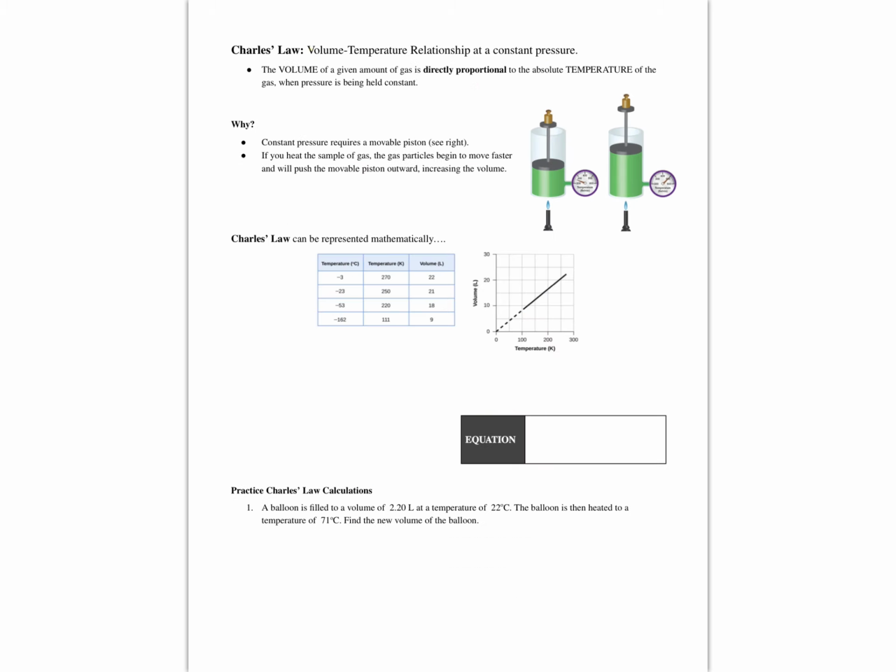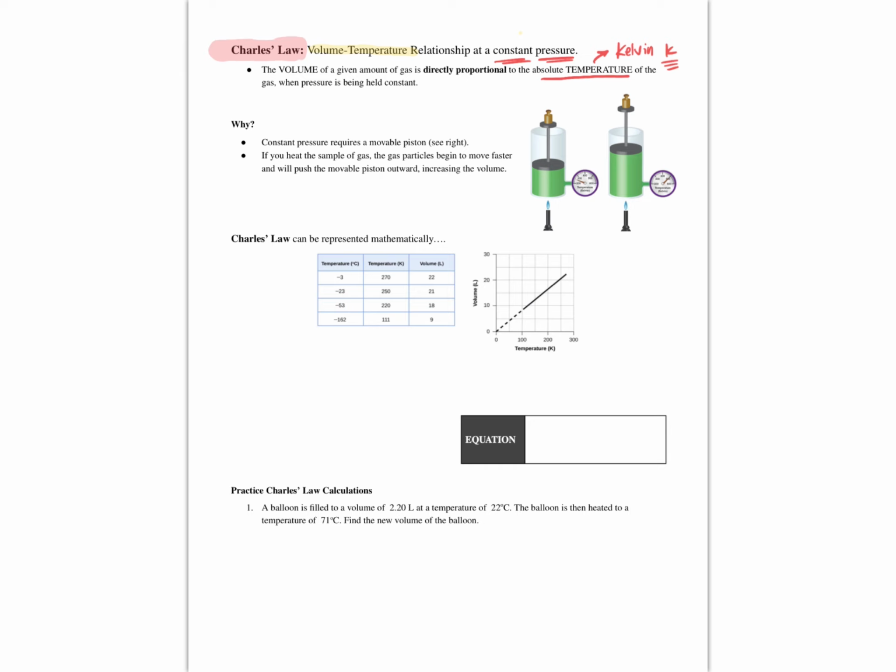So now we're going to look at the relationship between volume and temperature when we have constant pressure, and this is called Charles' law. The volume of a given gas is going to be directly proportionate to the absolute temperature of the gas when pressure is being held constant. Now, how do we have a chamber with constant pressure? Well, we use a thing called a piston, a movable piston. And this piston has a weight on it where the same amount of force is being applied to this piston at all times, hence the constant pressure, but the volume can expand as need be.